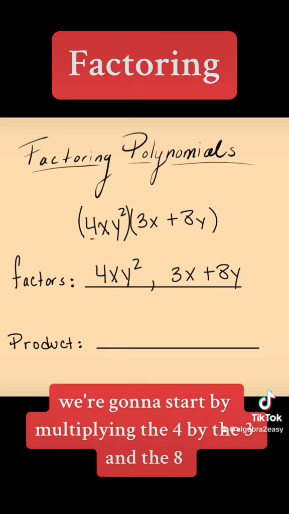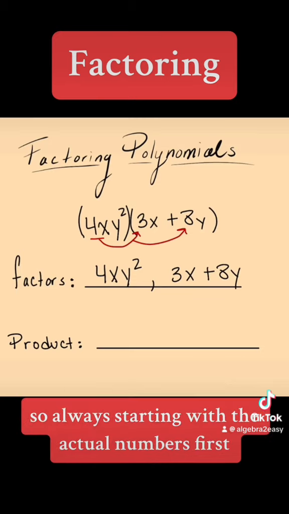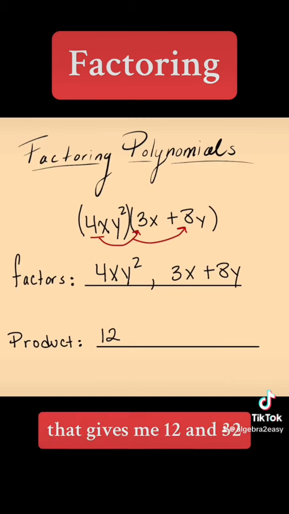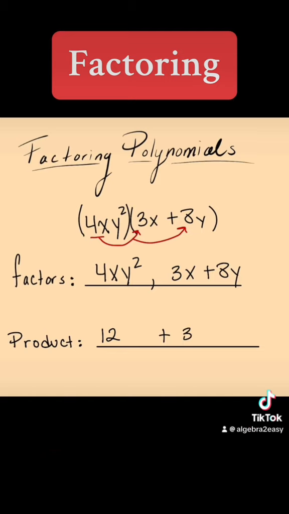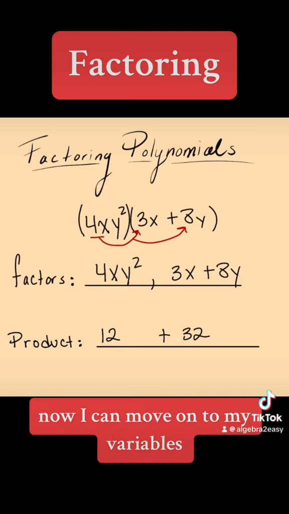We're going to start by multiplying the 4 by the 3 and the 8, so always starting with the actual numbers first. That gives me 12 and 32. Now I can move on to my variables.